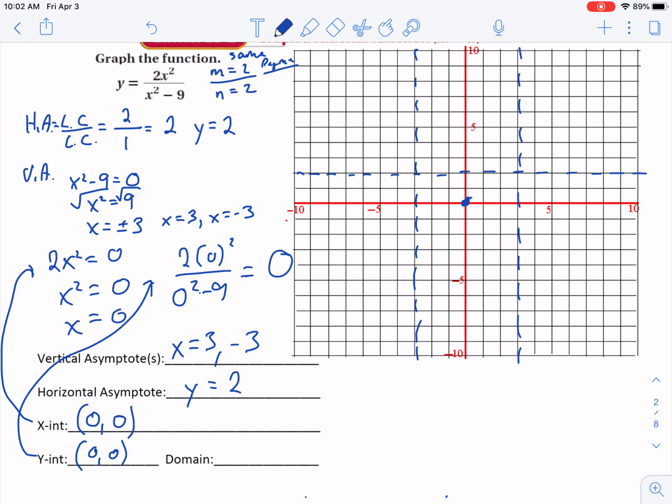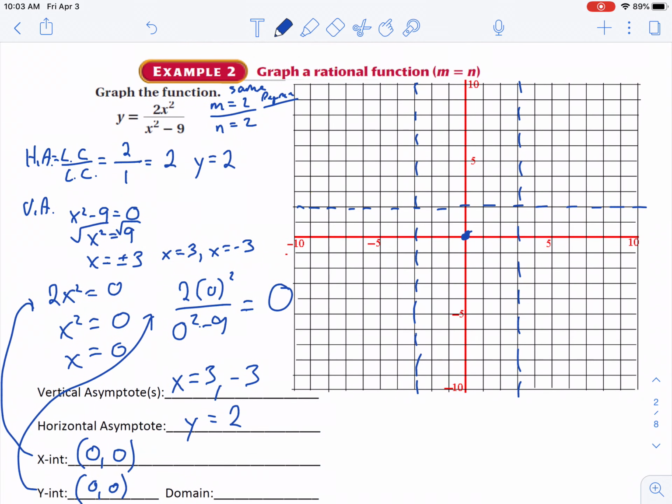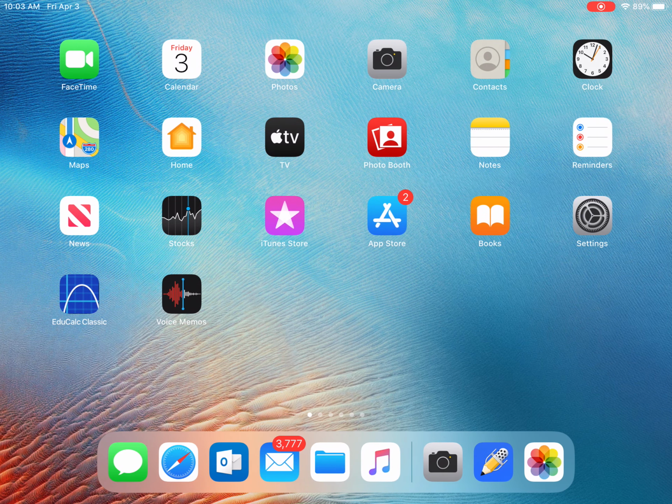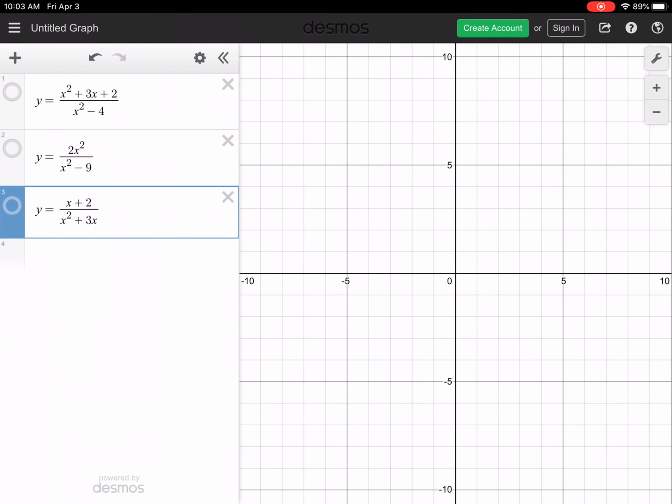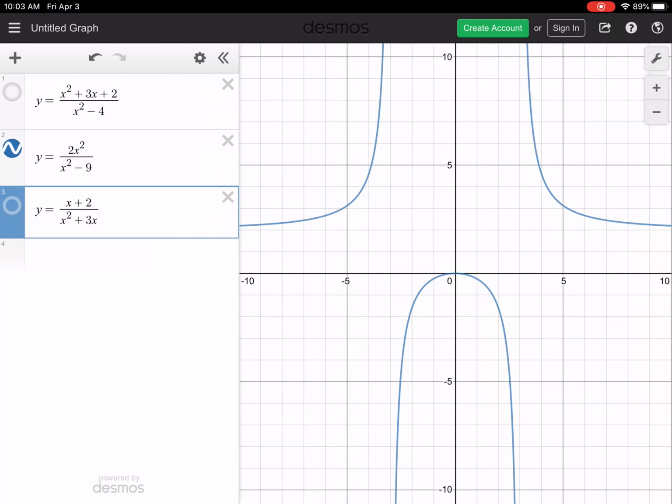Okay? Make a table. You can plug values in, but use Desmos, because that will kind of show you what the curve looks like. So I'm going to go ahead and pull up Desmos. And I've already got this one entered for us right here. And see all those curves go? Okay. It looks like I've got a curve that, notice the horizontal asymptote is at 2. And then I've got a vertical asymptote at negative 3. I've got a vertical asymptote at positive 3.